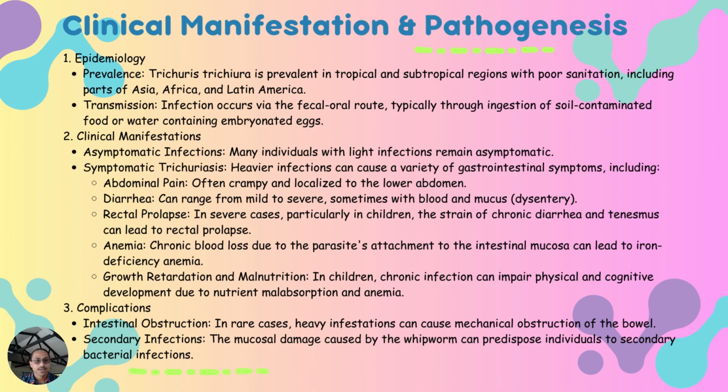malnutrition. Some complications: they can go through intestinal obstruction in rare cases where heavy infestations can cause mechanical obstruction of the bowel. Secondary infections: the mucosal damage caused by the whipworm can predispose individuals to secondary bacterial infections. This is due to the compromise of the person's immune system.